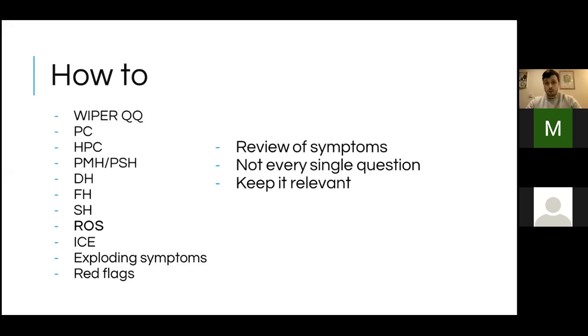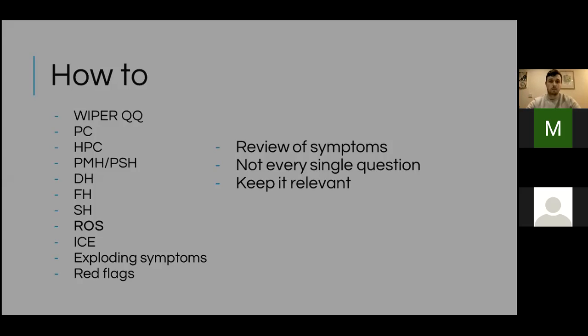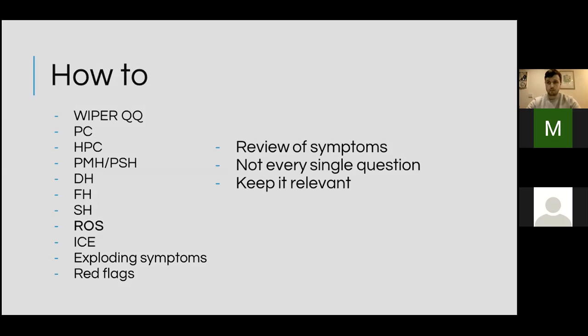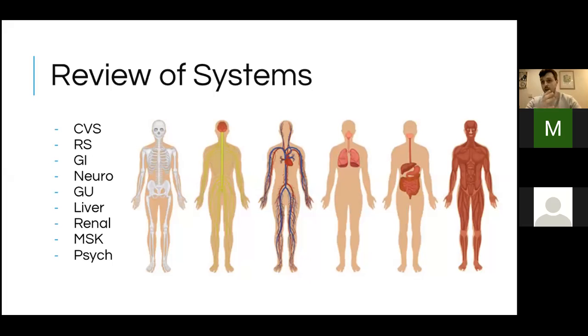Review of systems. So after you've done all that, I find it really useful to do a quick top to toe. As you know, there are quite a few systems, and if somebody comes in with chest pain, it can take quite a long time to go through every single system. I just personally like to ask the patient, I'm just going to do a quick top to toe and ask you a few quick questions, if that's okay.